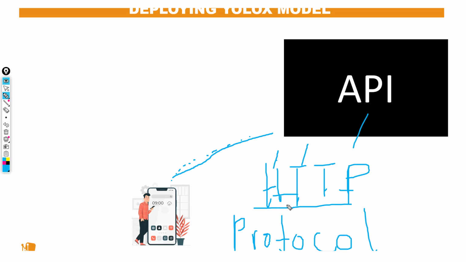Now, the type of data exchange could be text, could be images, could be video, could be any kind of data which is understandable by both this client right here and the server.